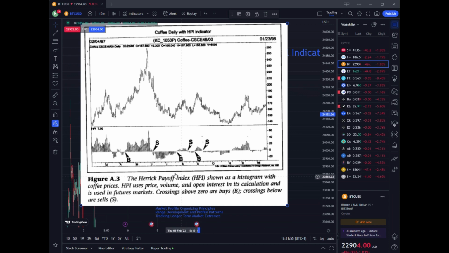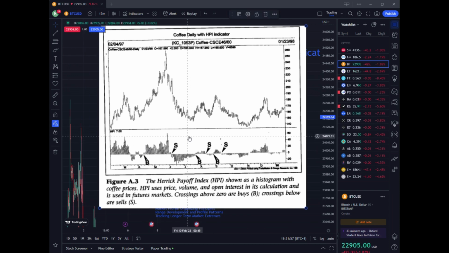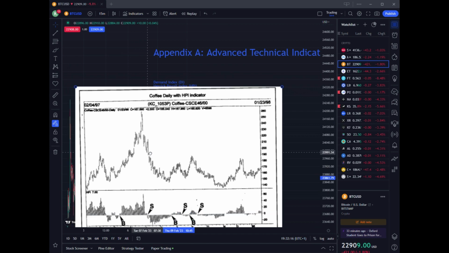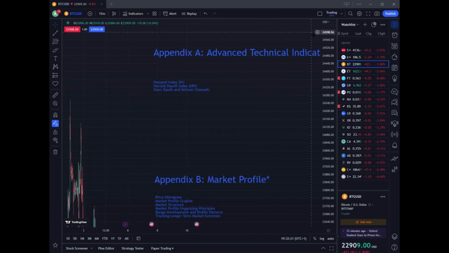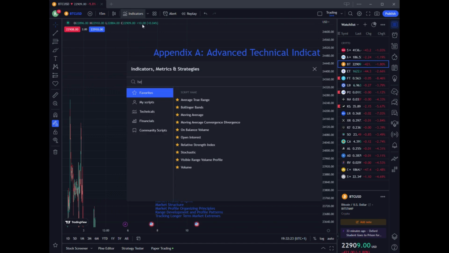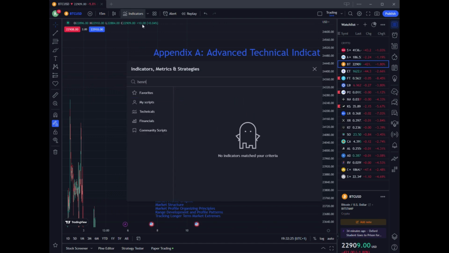Oh yeah, it's about determining the money flow. So it's similar to the demand index, but it uses price, volume, and open interest in its calculation. Crossings above 0 are buys, and crossings below 0 are sells. I'm not sure what the big difference is between the demand index and the Herrick Payoff Index, but it's here. And sadly, this one doesn't work in here.